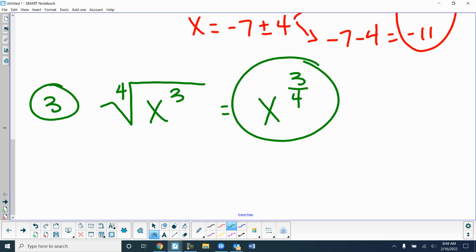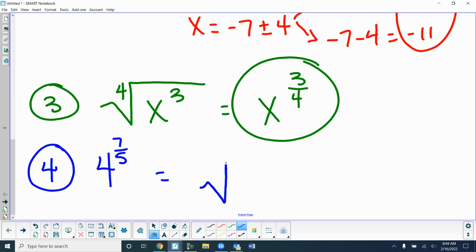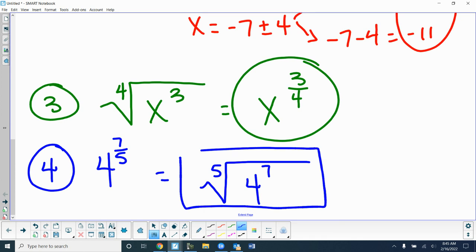All right, number 4, we're going the other way. We've got it with a rational exponent, and we're supposed to write it in radical form. Okay? So remember, the denominator is the index, or is it the exponent? The index. So the 5's out here. So the numerator, the 7, is the exponent. So we're not actually solving it, we're just rewriting it in the other form.